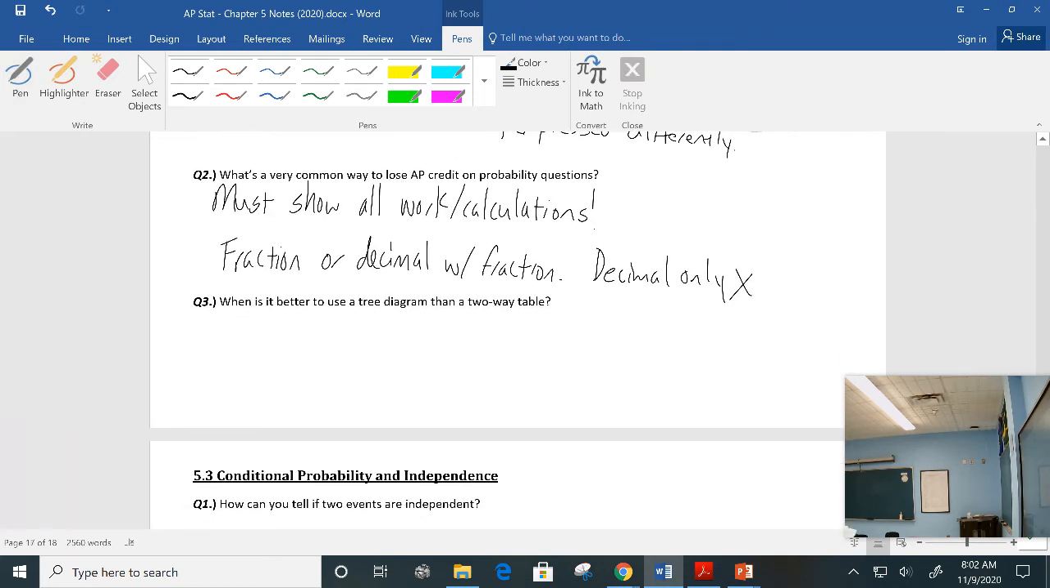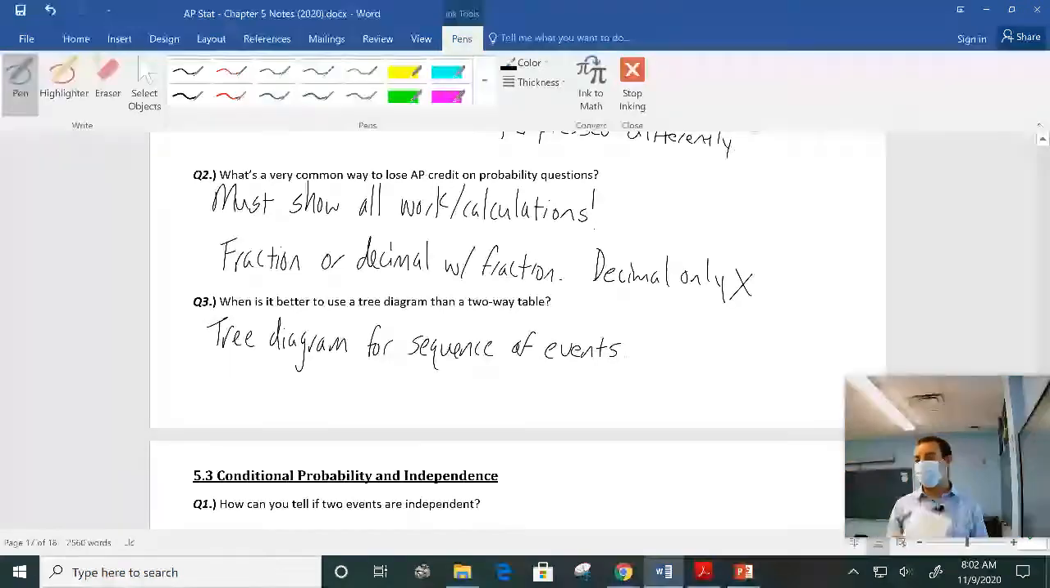We use a tree diagram for a sequence of events occurring. So say we're doing a problem and we say, what's the probability that they score 8 runs and they win the game? I could use a tree diagram to do that. I could draw out, okay, here's my team. First, the probability that they're going to score 8 runs or not score 8 runs, and then a win or a loss. When it's a sequence of events occurring, then we could use a tree diagram to find those probabilities.